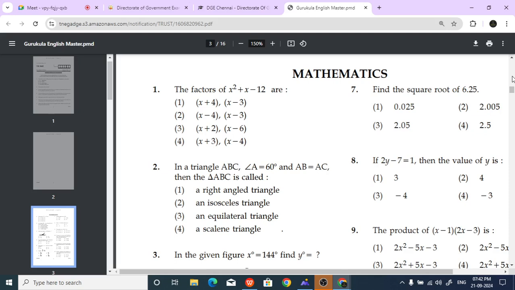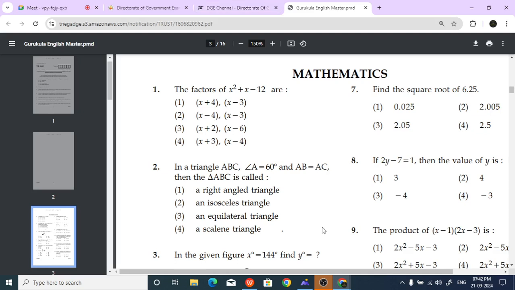In Malayalam, what do you say for isosceles triangle? Tell me. Samapaarsha lambagam. Rendu pakkam samam. Samapaarsha trigonam. Rendu pakkam equal. Okay, very good. So, I am also trying to learn Malayalam from you a little bit. So, should I try? Okay.